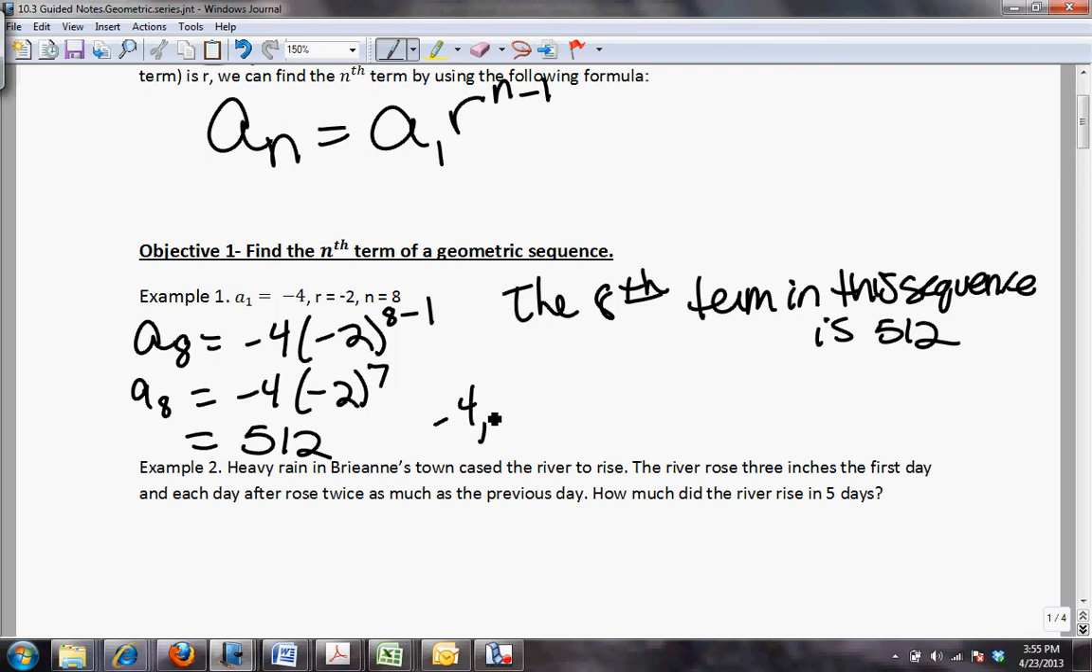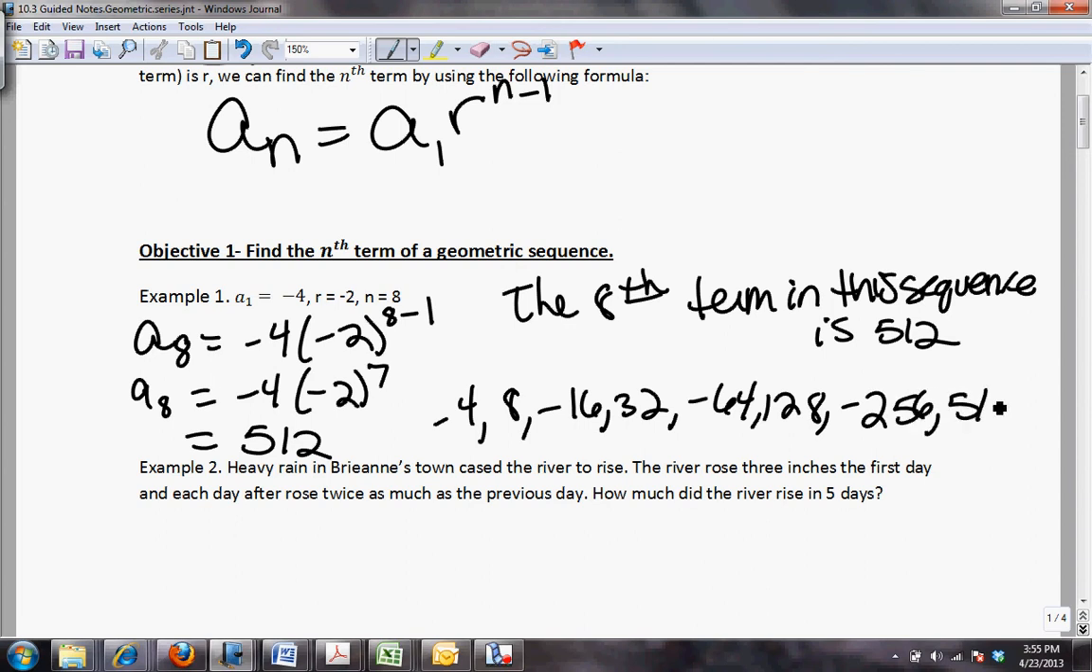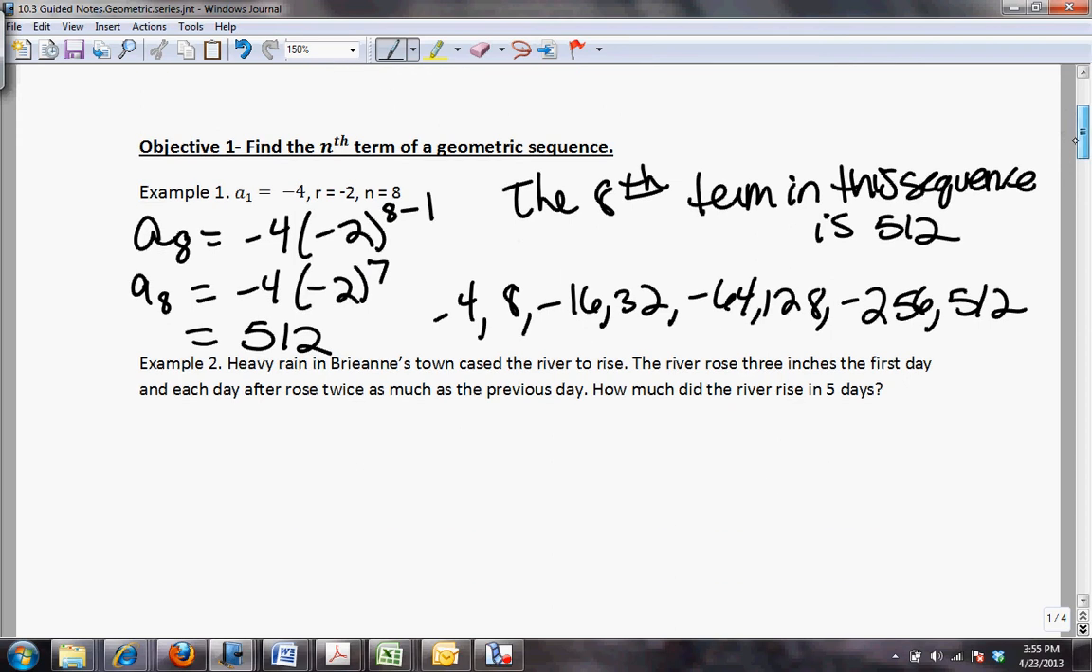This is a short sequence, so you could actually just write it out. It starts at negative 4 and you multiply by negative 2 each time, so you get 8, then negative 16, 32, negative 64, times negative 2 would be positive 128, then negative 256, and then we end up at 512. Count them: 1, 2, 3, 4, 5, 6, 7, 8. Great, 8 terms. Pretty simple.